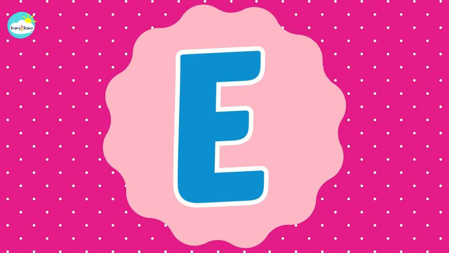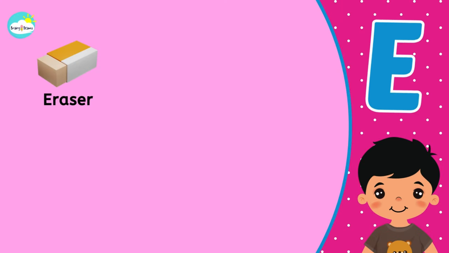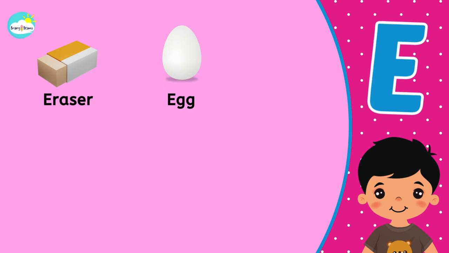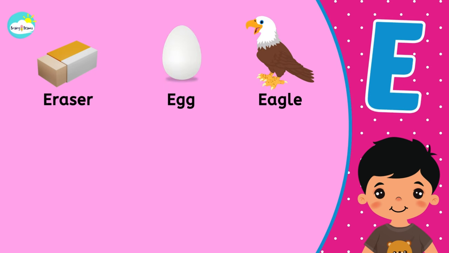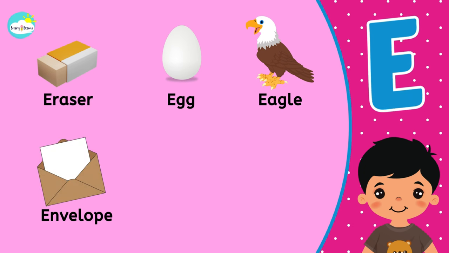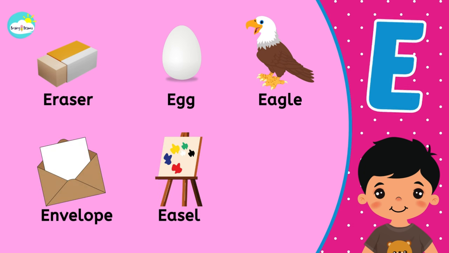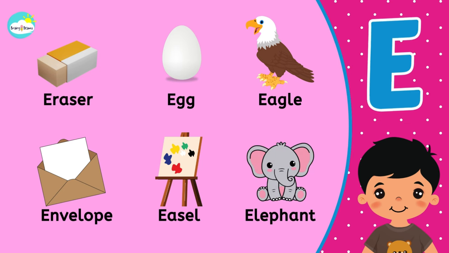E. E is for eraser. E is for egg. E is for eagle. E is for envelope. E is for easel. E is for elephant.